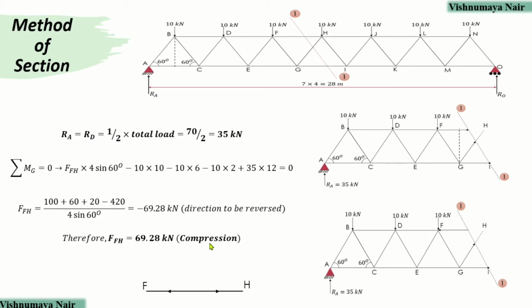If you have any doubt in following this, please watch the previous video. I'll provide the link in the description. Therefore, FFH is equal to 69.28 kilonewton and it is compressive.